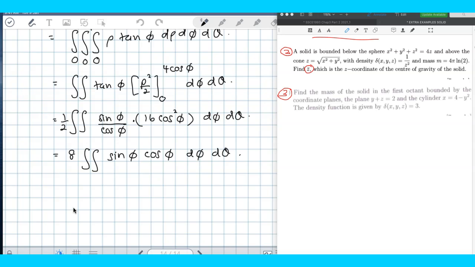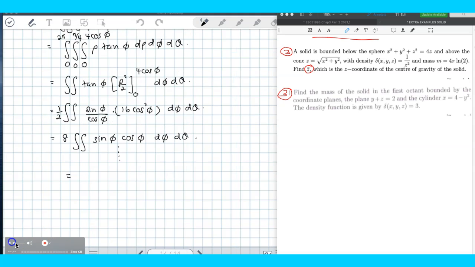And you can use the substitution method. I'm not going to finish this off, so I will give you the solution. By using substitution, and doing some steps there, the answer is 4 pi. So this is the moment of mass.